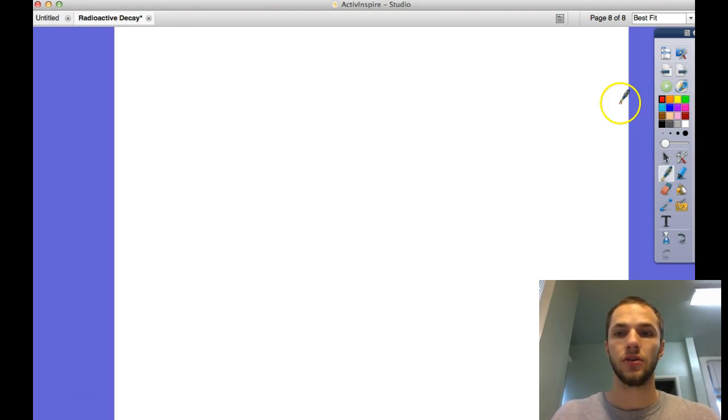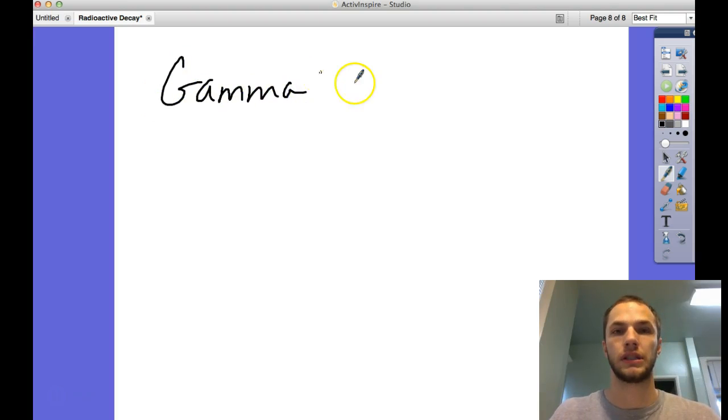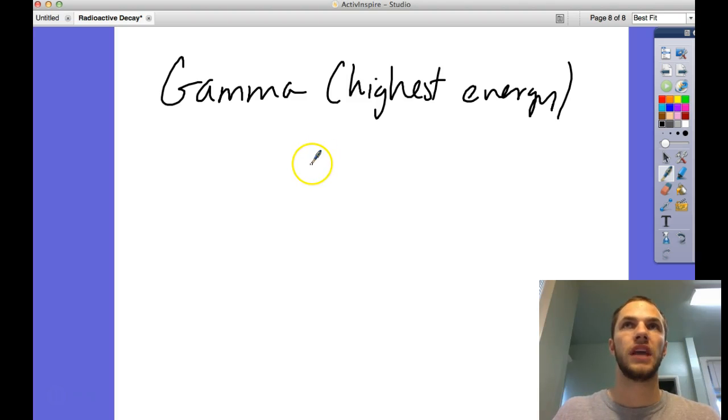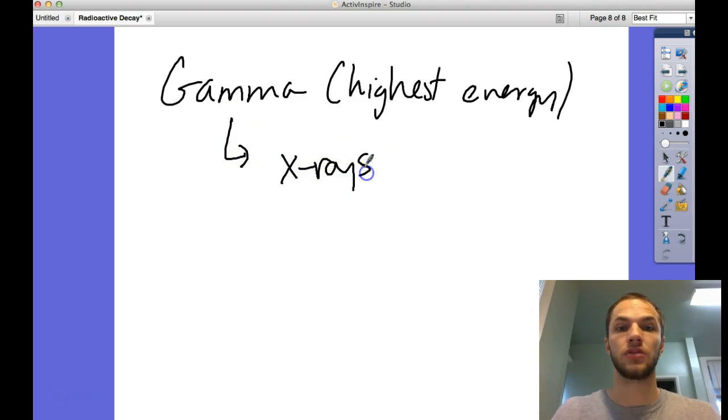The last thing to note is about gamma decay. Okay. Gamma decay is the most dangerous decay. It has the highest energy. Okay. There is no equation for a gamma reaction because gamma decay just gives off energy, a ton of energy. Common ways that we see gamma decay are actually like in X-rays. An X-ray is just a release of gamma decay. Okay, it's really high energy.